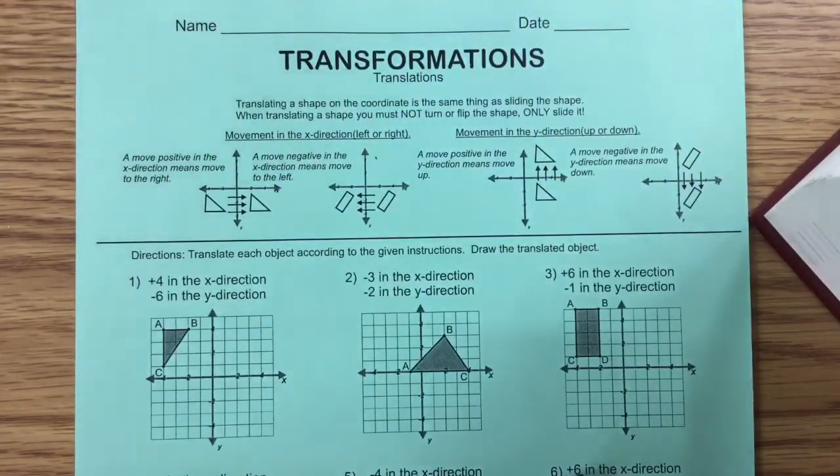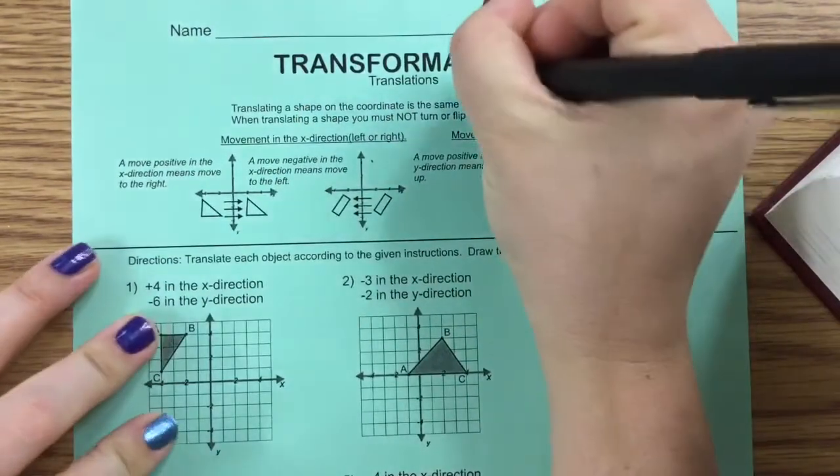Here's your first video on transformations. We're going to do 3 transformations this week, and it's going to be translations, reflections, and rotations in that order. Translations are the easiest one because it's just sliding a shape. Okay, so it's just a slide.